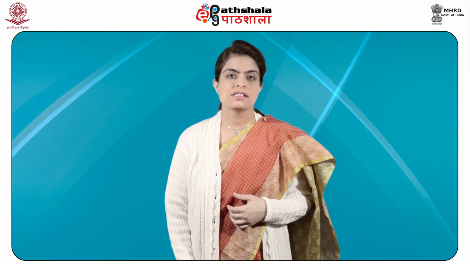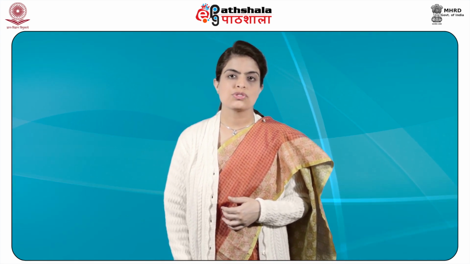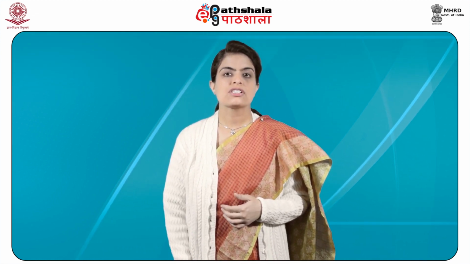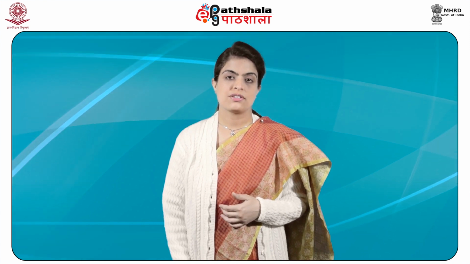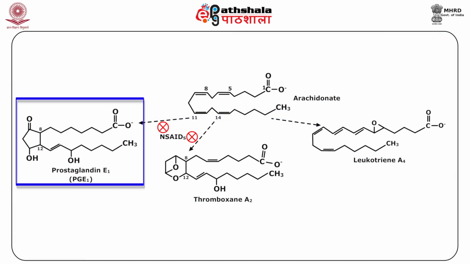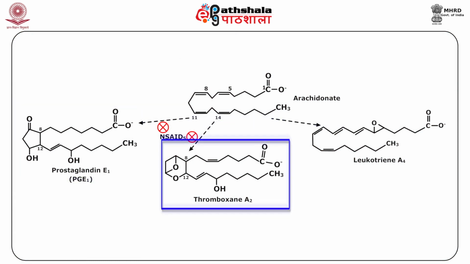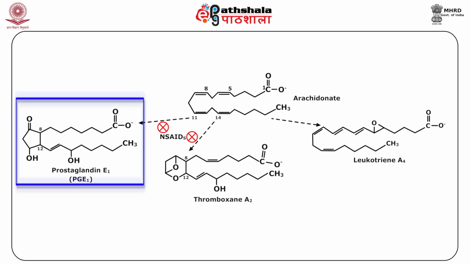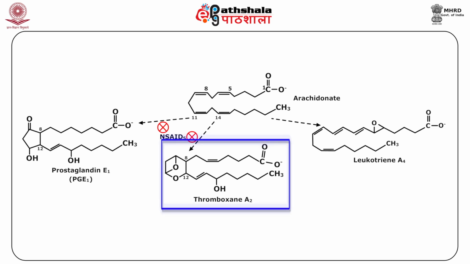Fatty acids are precursors to an important class of paracrine hormones known as eicosanoids. Paracrine hormones are those hormones that act on cells located near their site of synthesis. There are three important classes of eicosanoids: prostaglandins, thromboxanes and leukotrienes. The 20-carbon polyunsaturated fatty acid arachidonic acid is the precursor to all these three kinds of hormones. You may see in the figure the synthesis of prostaglandin E1, thromboxane A2 and leukotriene A4.